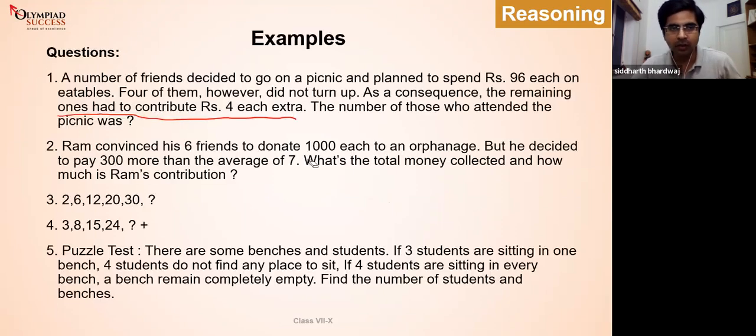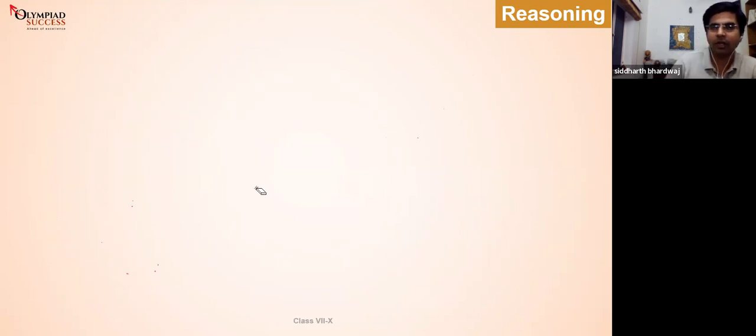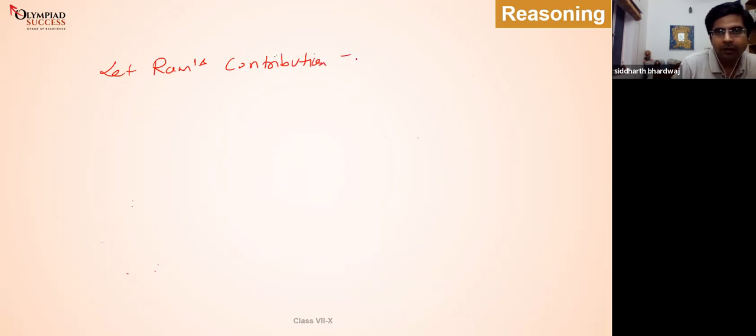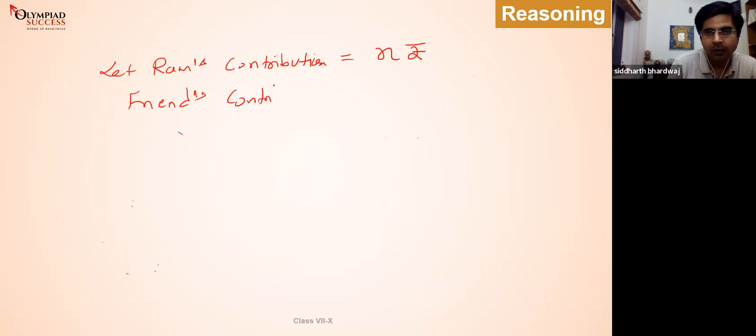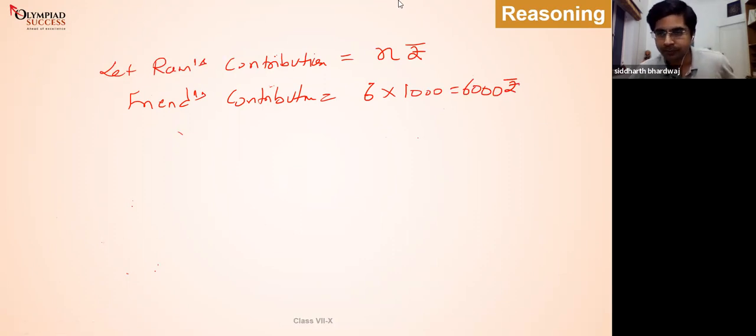Okay everyone, let's start. So Ram and 6 friends. Let the contribution of Ram be X rupees. And how much is his friends' contribution in total? That is 6 into 1000. So how much is it? 6,000, right? That is his friends' contribution. Correct, Lakshay and Jash.